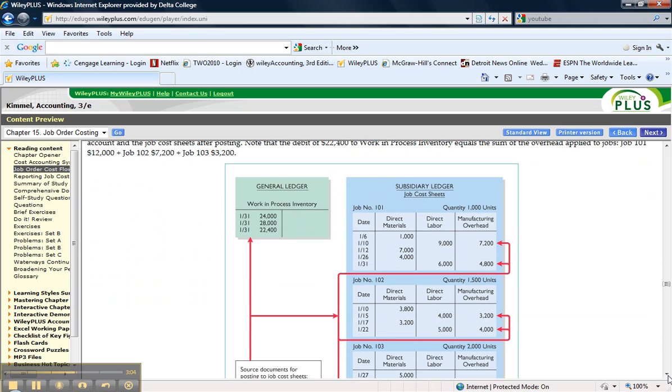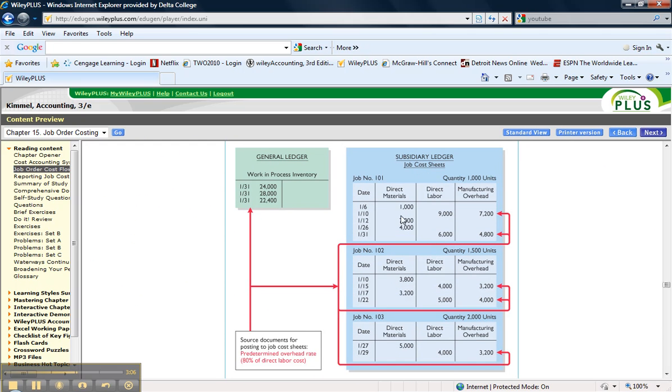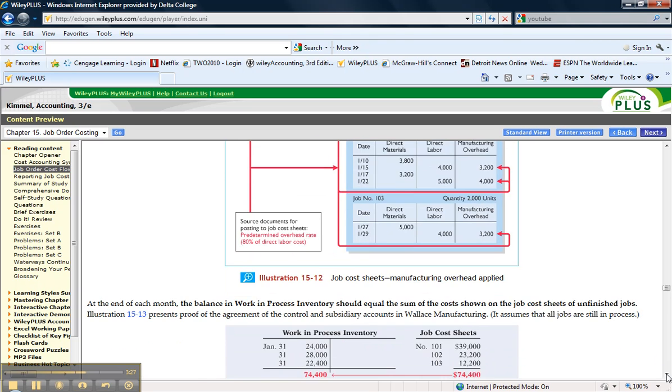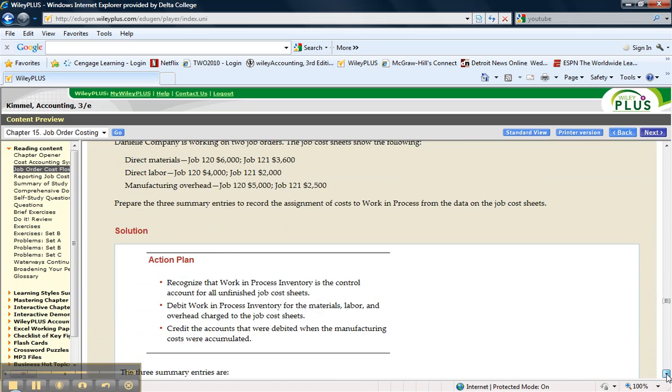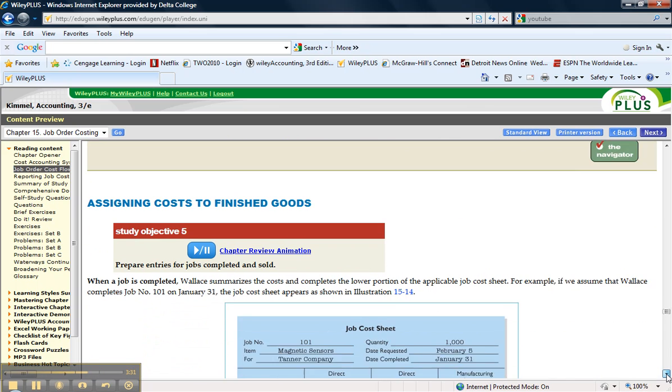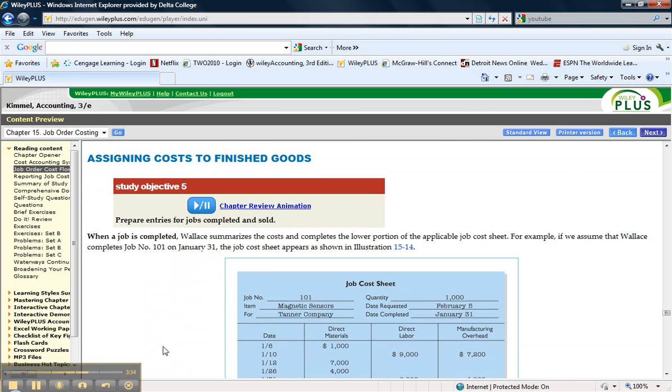So then, just to finish out this picture of what your job cost sheets and the work in process inventory account will look like, you'll have more costs going into WIP. This is the overhead cost, and then we've got applied overhead going into each job as well. We have 3 job cost sheets here, and we've got overhead going into each job. We'll talk about assigning cost of finished goods in the next video.